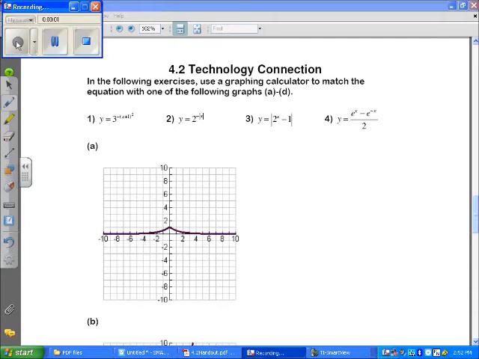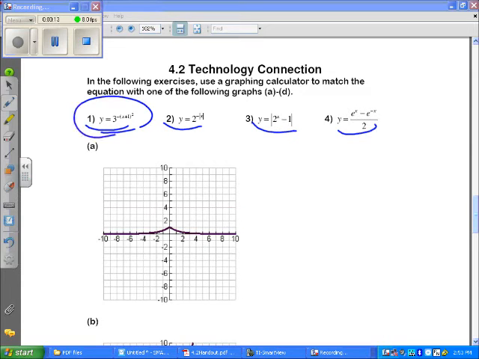Section 4.2, the technology connection. What we're asked to do in this part is to match each of these with the graphs below. So let's go ahead and do that, and we'll write down the answers at the very end. Let's start with this very first one. Let's go ahead and plug this in our graphing calculator.